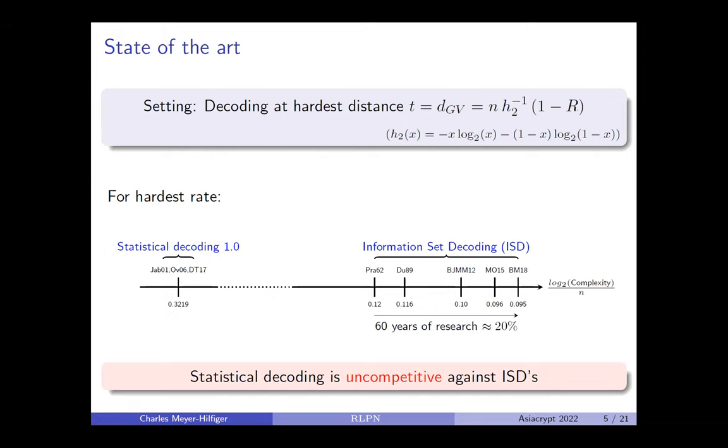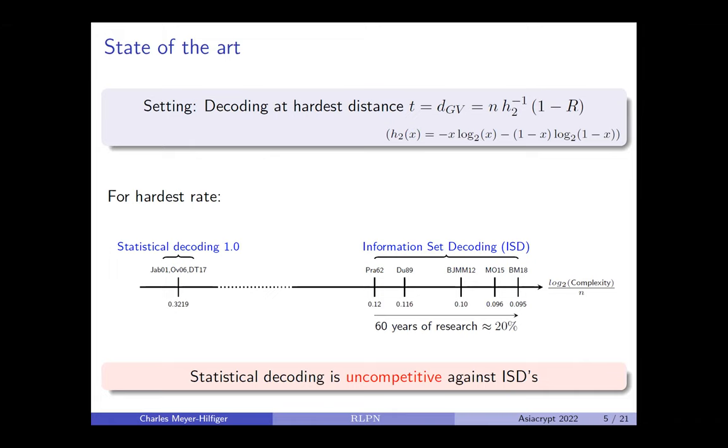And I have plotted here the complexity exponent of some algorithms that exist today to decode random linear codes. So the first thing you can see here is that the main family of algorithms is called information set decoding algorithms, ISD. The first ISD was made by Prange in 1962, and then it has been improved over the years. And the last ISD is made by Both and May in 2018, okay? But you can also see that there is another algorithm which does not belong to this big family, which is called statistical decoding. And it was introduced by Al-Jabri in 2001.